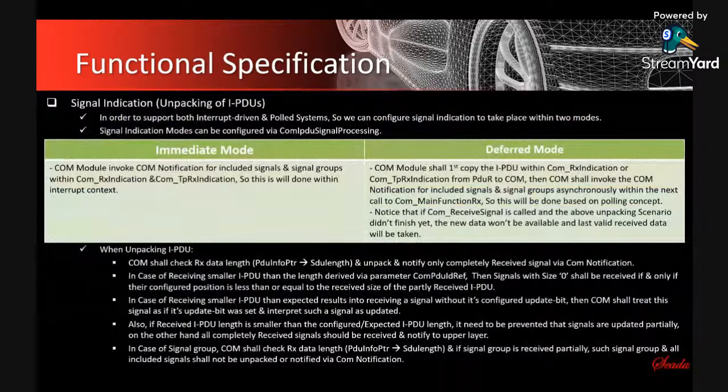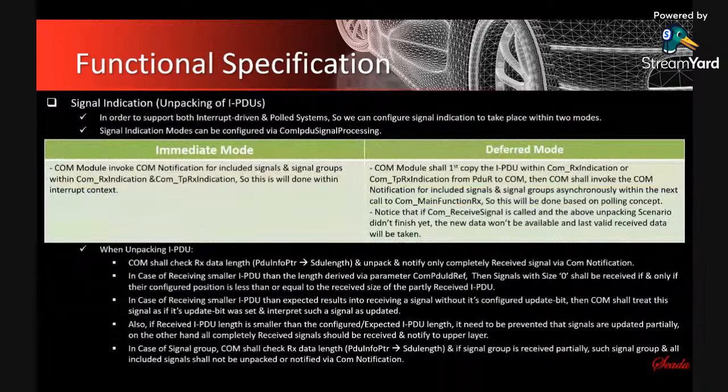But in deferred mode, I will do something different. The Com_RxIndication comes, or the Com_TpRxIndication comes in the interrupt. I will make it raise a flag and leave the data in a buffer there, in the same buffer as it is. And then when the COM main function comes, it will go to its own buffer, read this data, and update the RTE.